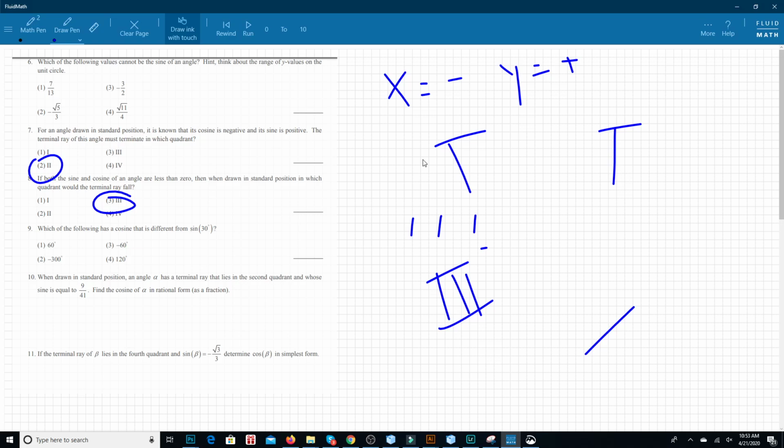Then we look at negative 300 degrees. Negative 300 degrees is going to give me a positive 60. So 2 works out. So 1, 2, and 3 actually work out. The last one says the cosine of 120. So I'm looking at angle 120, and the cosine is the x value. That's negative 1/2. That's not positive 1/2. So we're looking at an answer of 4.